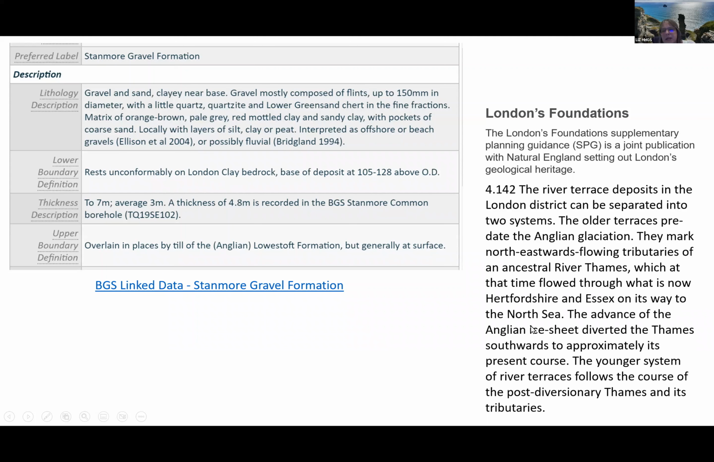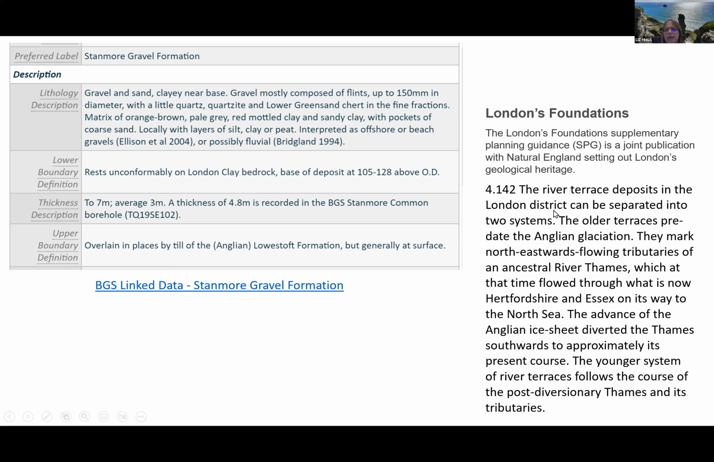I think this is just to remind ourselves of what Peter Allen was talking about in July, where we were looking at those maps of the ancestral Thames. Then it says the advance of the Anglian ice sheet diverted the Thames southward to approximately its present course. The younger system of river terraces follows the course of the post-diversionary Thames and its tributaries.